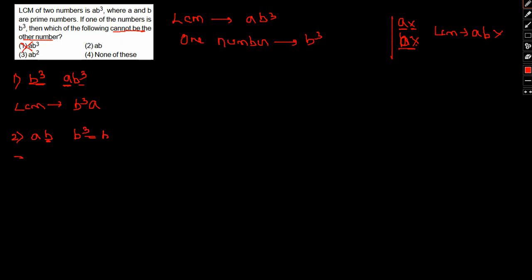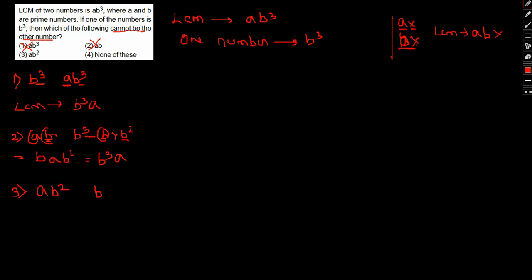I will write this as B into B square. So this is the common part, it will come. Uncommon part A will come and this B square will also come. So again B cube A. Again option 2 invalid. And third one, if we consider AB square.